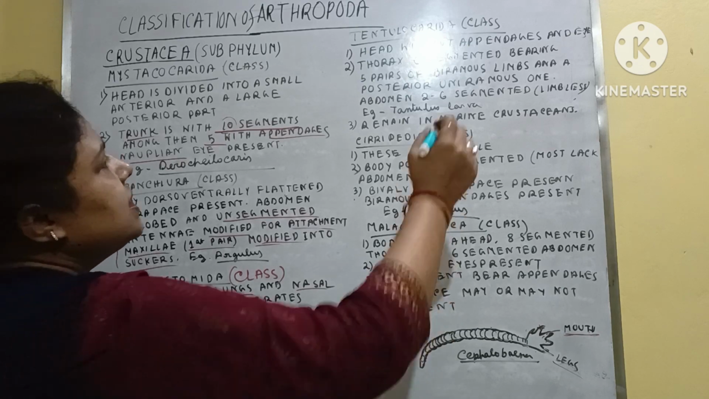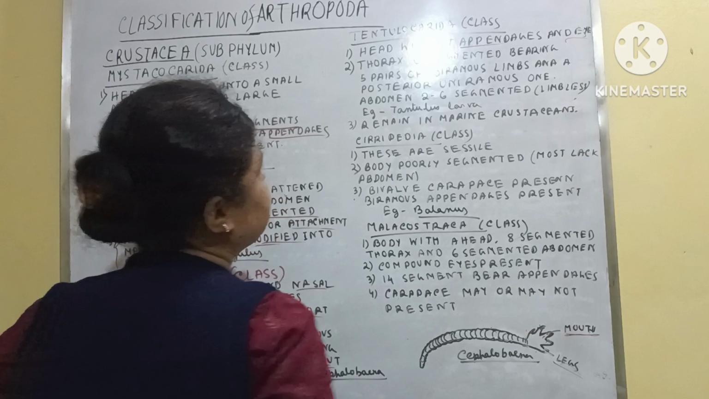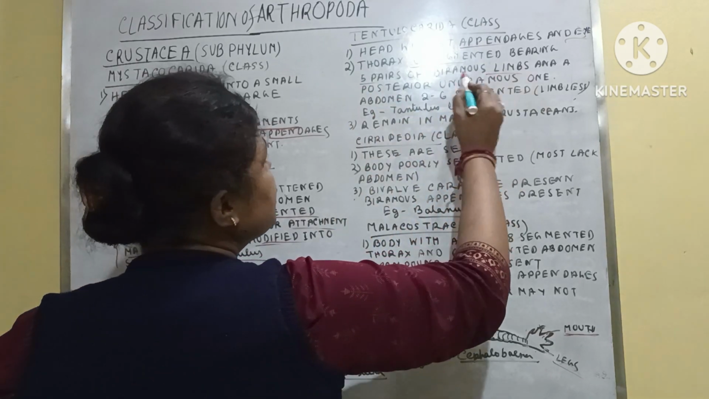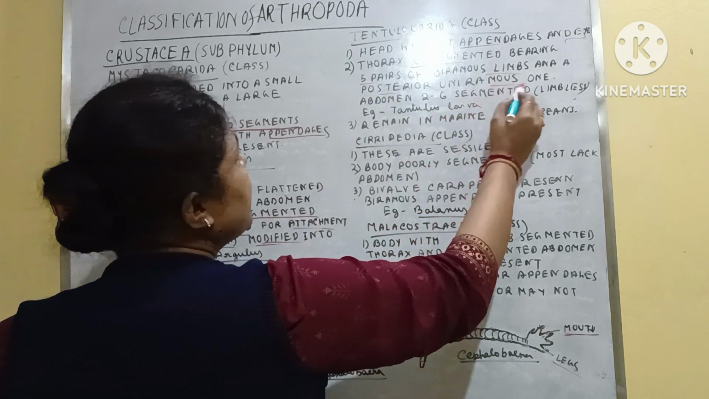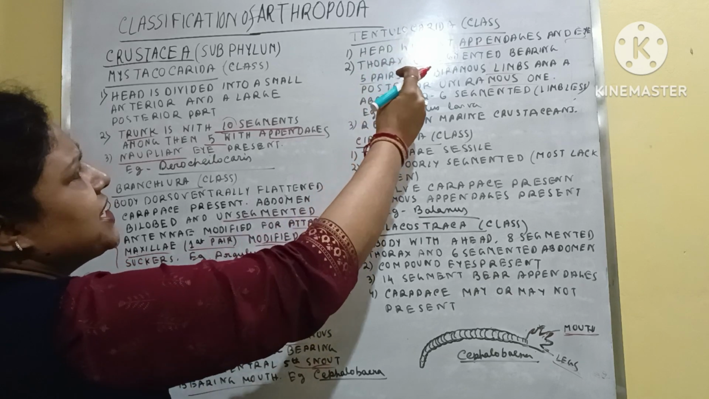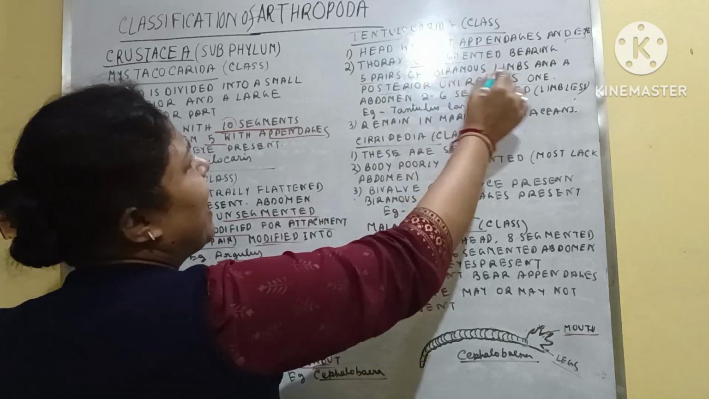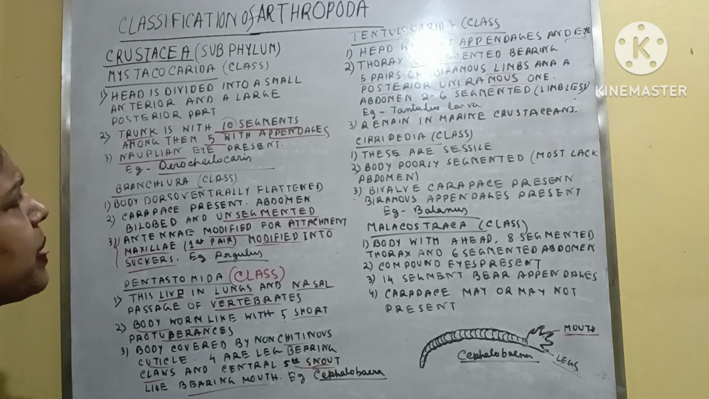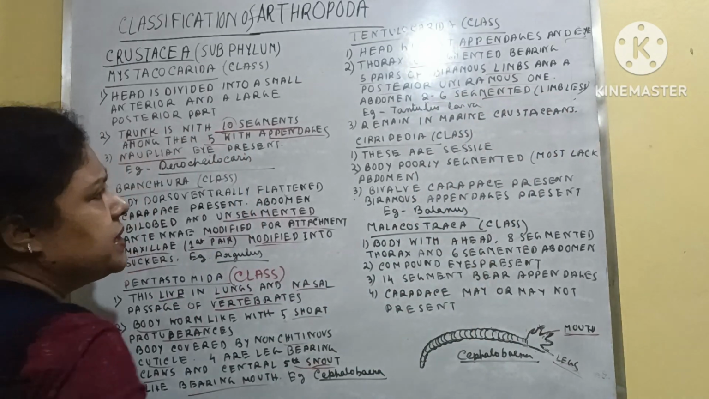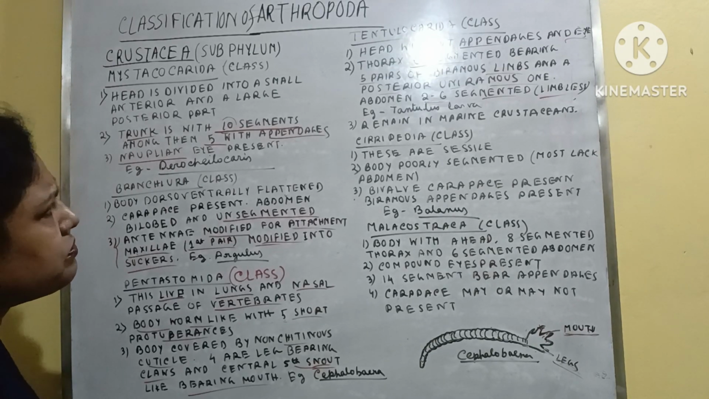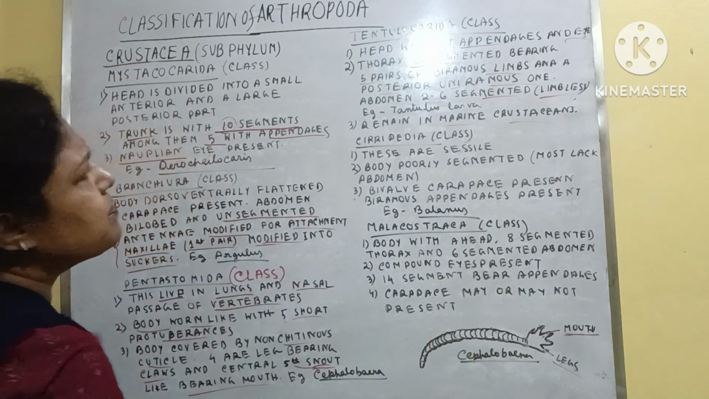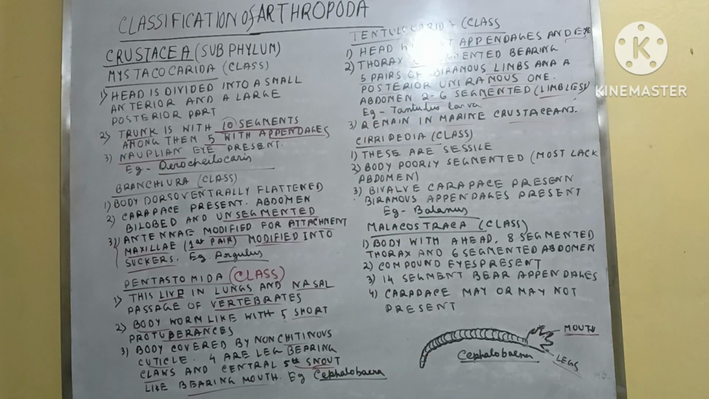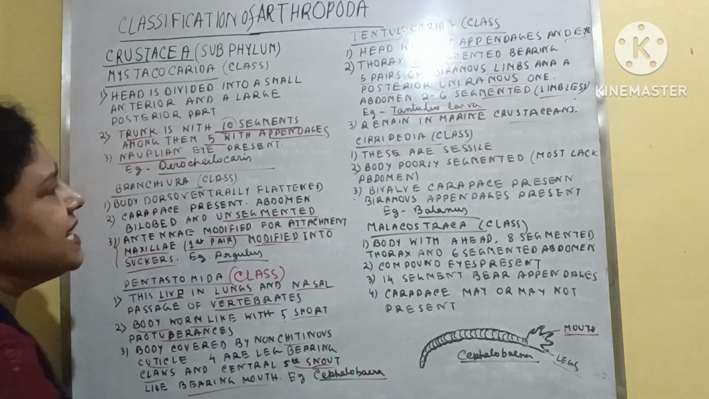Next class is Tantulocarida. Here the head is without appendages and eyes. The thorax is 6 segmented, bearing 5 pairs of limbs that are biramous anteriorly, and posteriorly uniramous. That means the anterior thoracic region bears biramous limbs, and the posterior part bears uniramous appendages. The abdomen is 2 to 6 segmented and limbless. They live on marine crustaceans. I have written the example here, and there is a mistake, so you can just adjust. Example is the Tantulus larva.